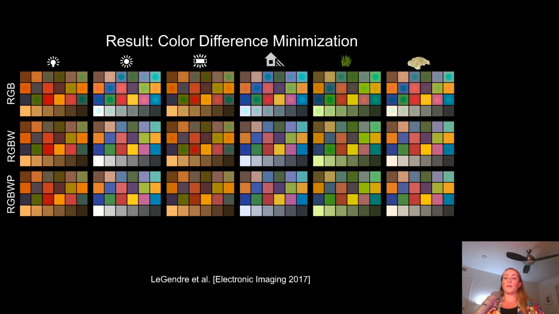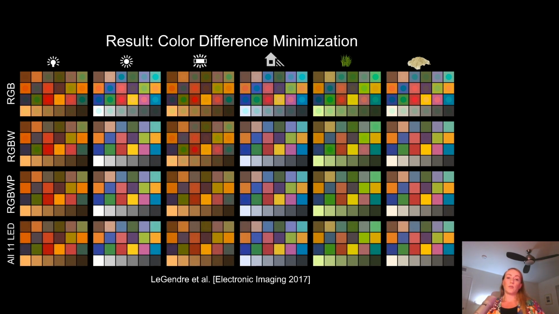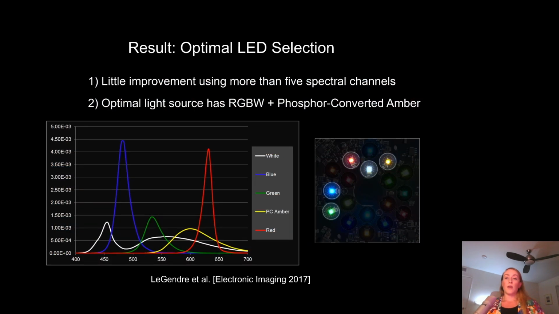If we add the PC amber, the phosphor converted amber, the dots are barely observable at all. And finally, here's the result of using all 11 LEDs of distinct spectra. There's almost no perceivable difference between using all 11 and using 5 LEDs. So to summarize, we see that we get very little improvement when we use more than 5 spectral channels in a lighting reproduction system. This goes against our intuition that just continually adding more spectral channels is going to improve our color rendition capability.